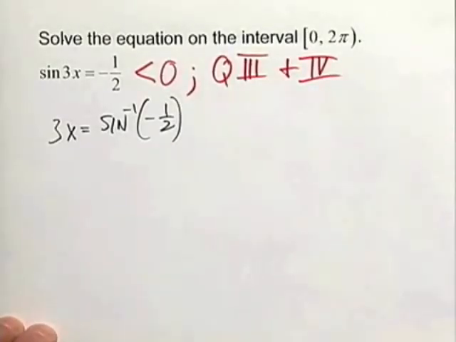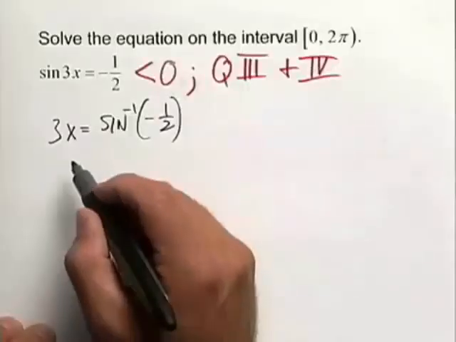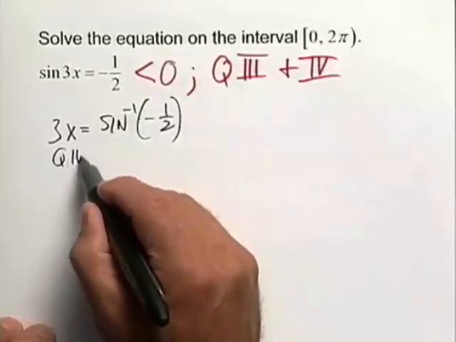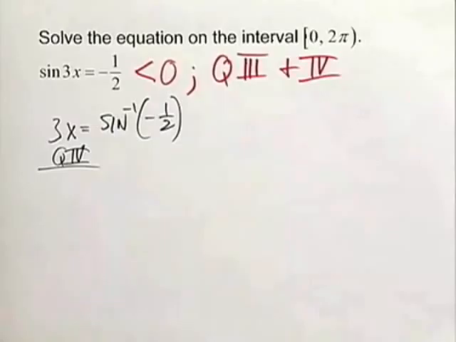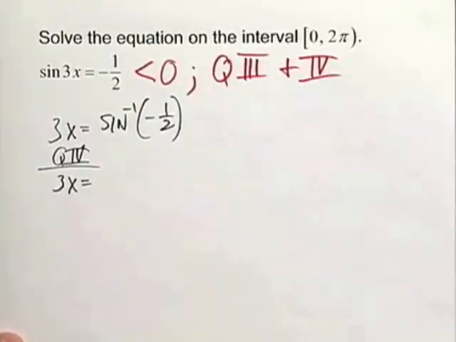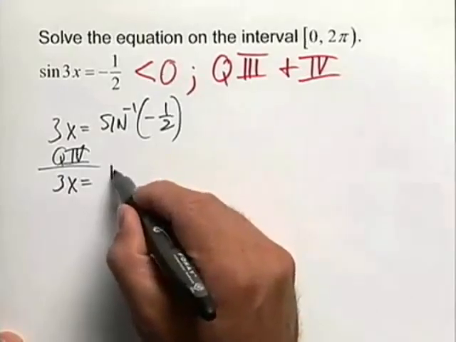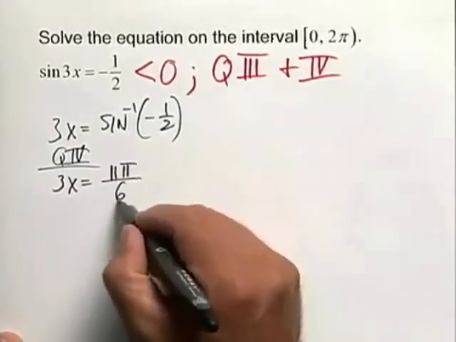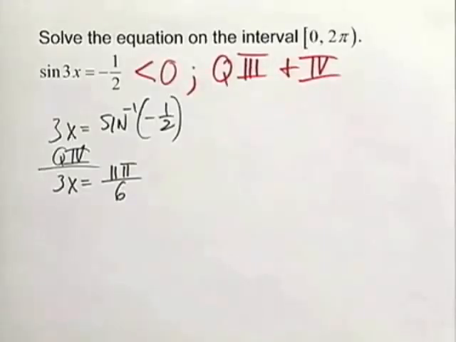And the way we'll have to write this in the fourth quadrant is a little bit different. So let me label this. We're going to start in quadrant 4 because that's probably what your calculator told you. In quadrant 4, the inverse sine of a negative 1/2 is going to give you a value of 11 pi/6. And note that that is equal to 3x.